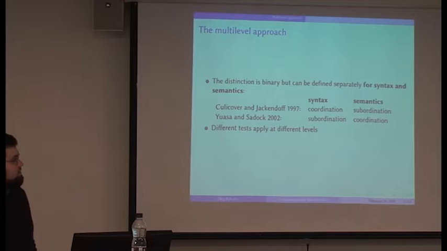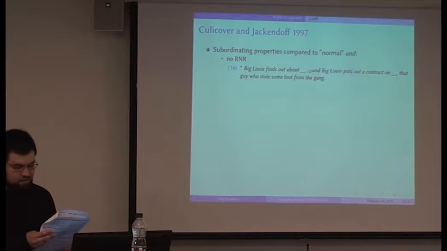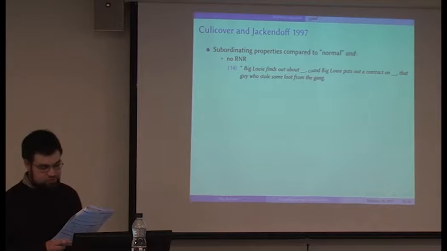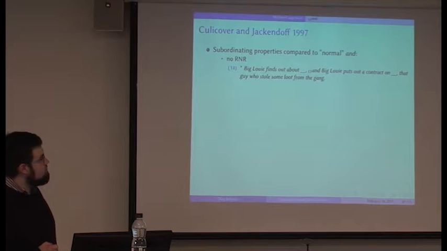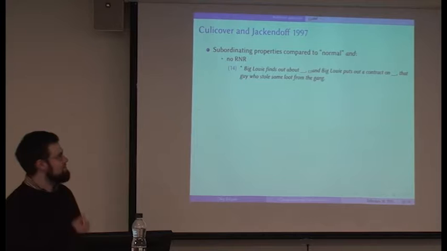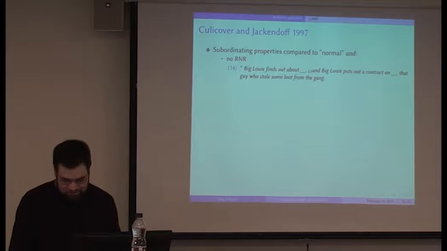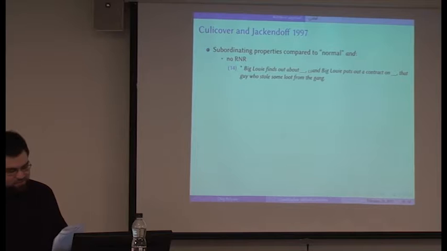And so why do they argue that there should be a distinction between syntax and semantics? Now, Culicover and Jackendoff, based on English left-subordinating "and", show some properties which it does not share with normal English coordinating "and". So for example, there is no possibility of right node raising. While you can have something like "Big Louie found out about and Big Louie put out a contact on the guy who stole some loot from the gang", you can't do this in the conditional meaning. So you can't say something like "Big Louie finds out about and Big Louie puts out a contact on the guy who stole some loot from the gang." This is impossible if you want to have a conditional reading of this construction. The second effect that they use is the impossibility of gapping.